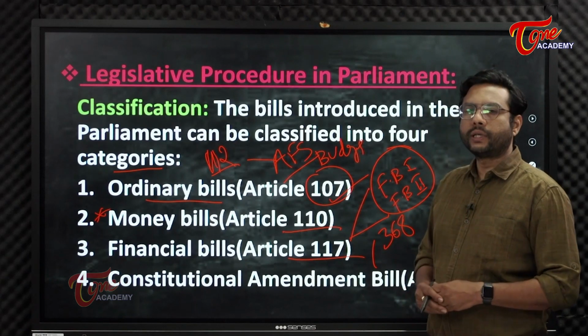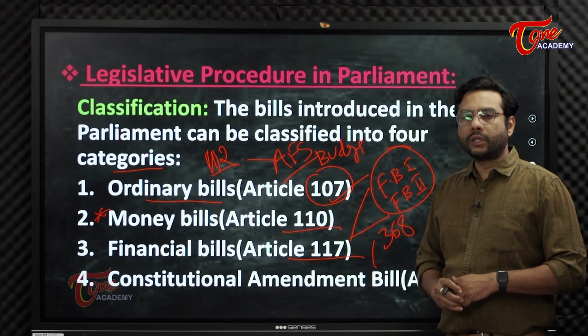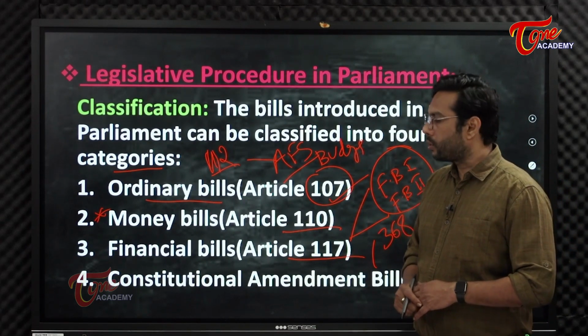Informally we call it a budget. It is mentioned in Article 112. So all these articles are important in terms of parliamentary procedure.